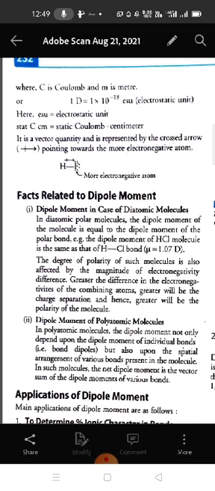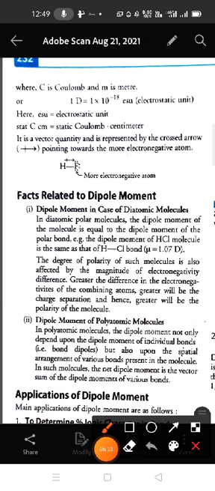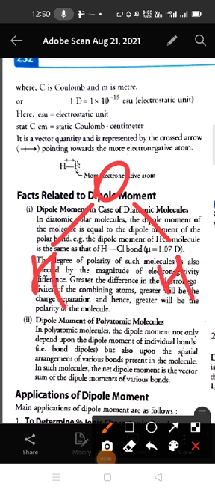Now, the dipole moment of polyatomic molecules. In polyatomic molecules, the dipole moment depends not only on the dipole moment of the individual bonds but also upon the spatial arrangement of the various bonds present in the molecule. In such molecules, the net dipole moment is the vector sum of the dipole moments. It is just like the H2O molecule. It is not a diatomic molecule, it is a polyatomic molecule. So it will be like that.